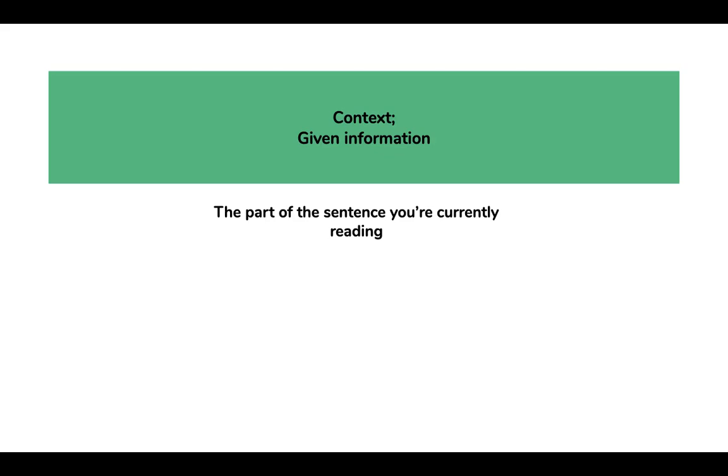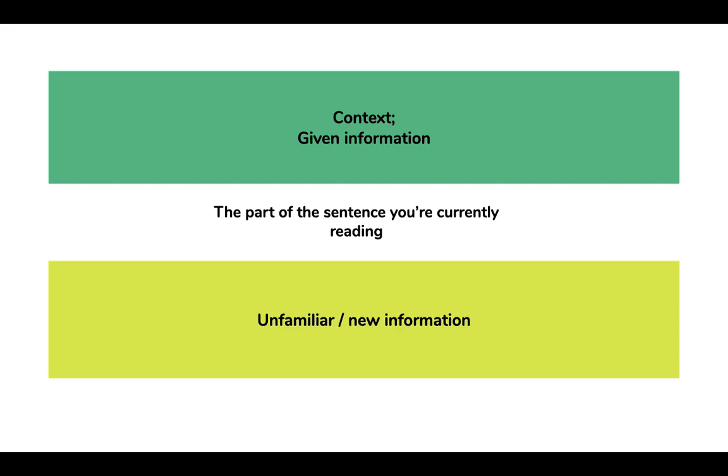When we're reading a text, we'll be reading part of a sentence only at any given point in time. Everything which we have read previously is a way of orienting our understanding of the current sentence. So anything which has come before is context or given information. Anything which hasn't been read yet is then going to be unfamiliar information or new information that we still need to read in order to understand the text further.